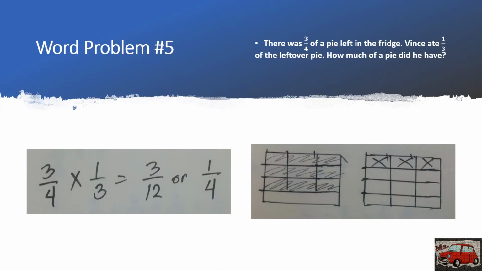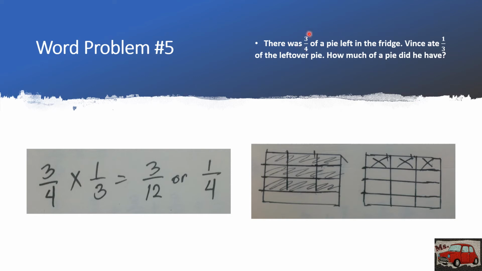There was 3/4 of a pie left in the fridge. Vince ate 1/3 of the leftover pie. How much of a pie did he have? Okay, so what we need to find out is kung ano yung fraction nung pie na nakuha ni Vince dun sa kabuuan. Okay? So, sabi dyan, merong 3/4 na pie dun sa fridge na natira, okay?